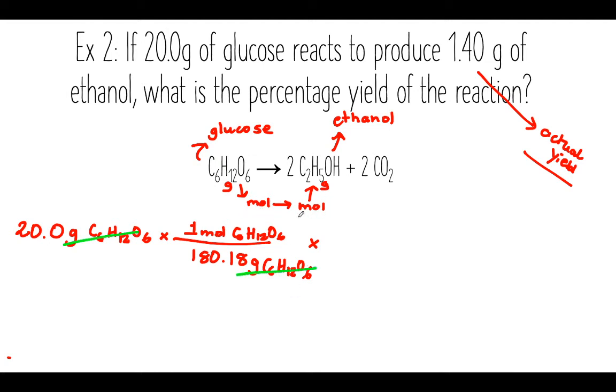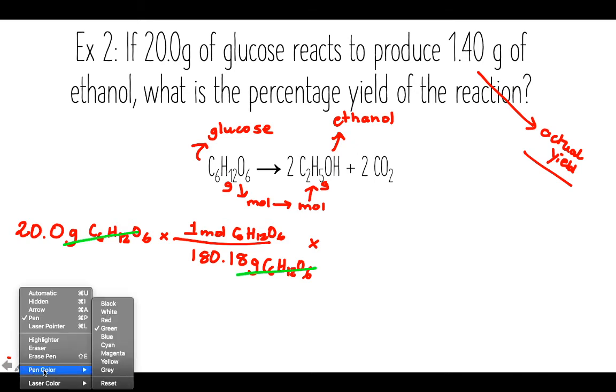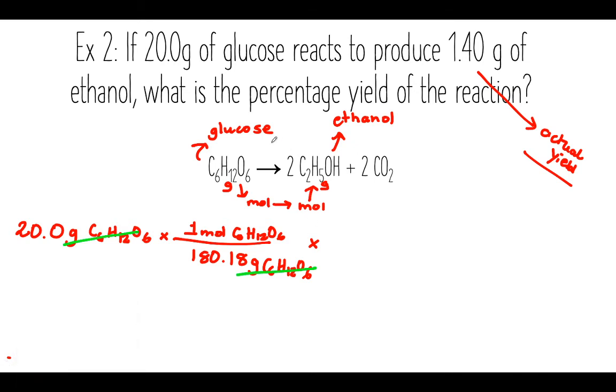Now again, I'm here at this step. I need to figure out the moles of ethanol. So I have to use my mole ratio. And using my mole ratio, I know that this is a 1:2 ratio. So for every 1 C6H12O6, there are 2 C2H5OH. So for every 1 mole of C6H12O6, there are 2 moles of C2H5OH. Again, this causes this to cancel out. And now I've got my unit in moles of ethanol.